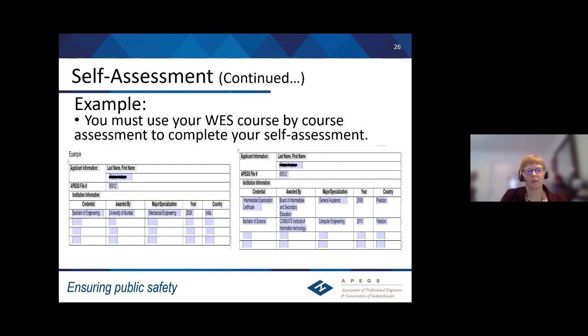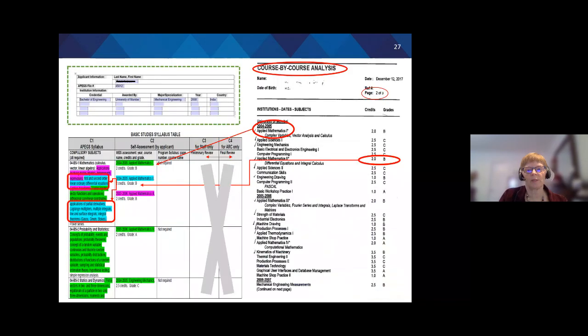The first part of the self-assessment is just your personal information and information about the academic credentials that you have obtained. This information should be coming from your WES assessment. So whatever the English terminology that WES has put in their assessment is what you should be putting into your self-assessment. And the same goes for the rest of the self-assessment. You should be using the information that's coming from your WES assessment.